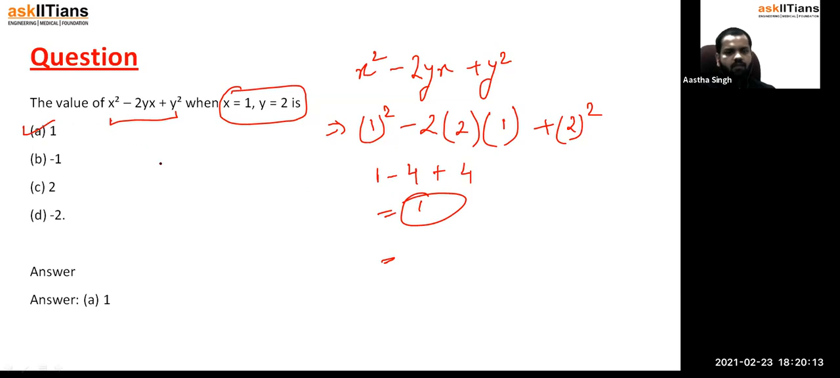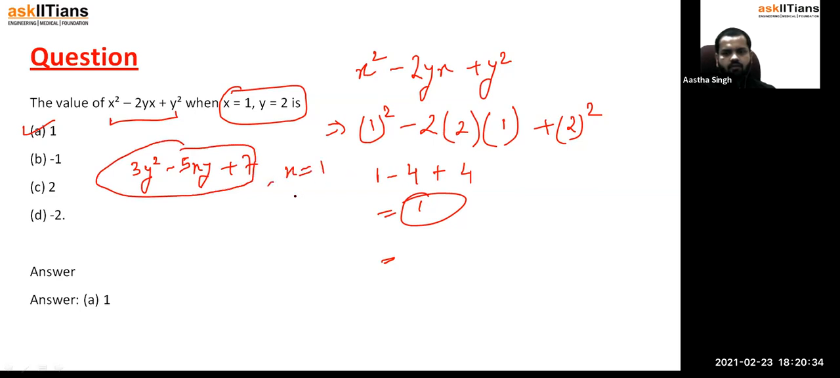Let me give you another example of two variables. Let's say 3y square minus 5xy plus 7. You have to find the value of this expression where x is equal to 1 and y is equal to 4. Just put the value of your variable into the equation.